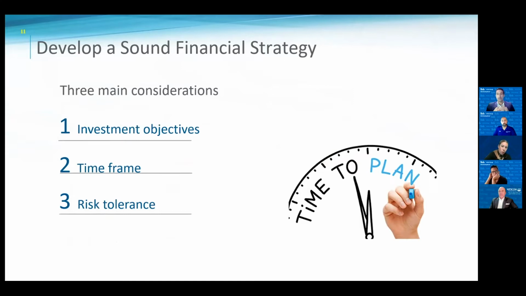Investing for, let's say, putting a down payment on a home might look different than investing for retirement for some folks. And then the last thing here is risk tolerance, right? What is our personal risk or our taste for risk? If we're willing to take higher risk for higher returns, we'll talk a little bit about that as well.